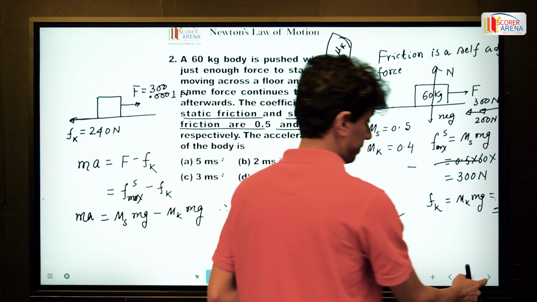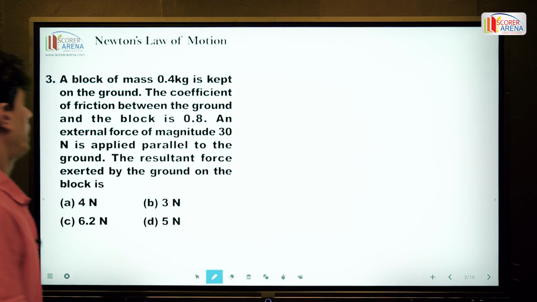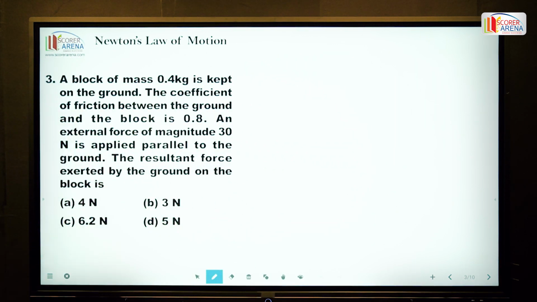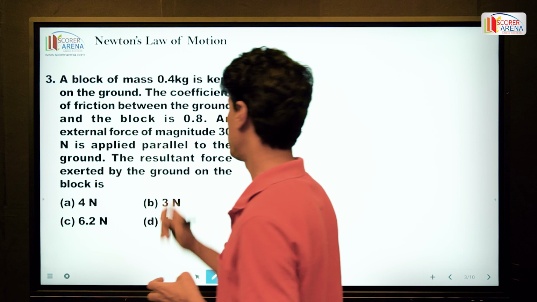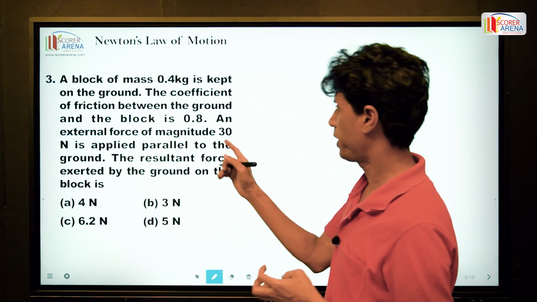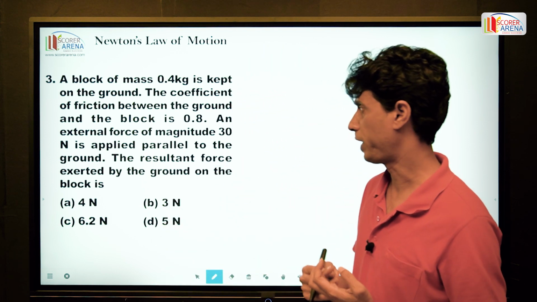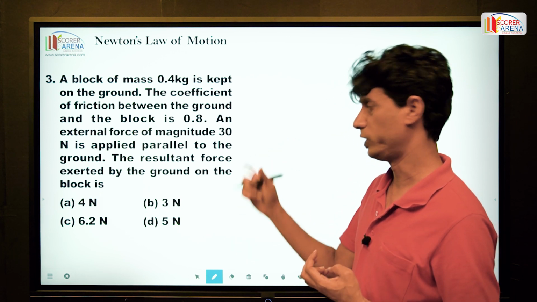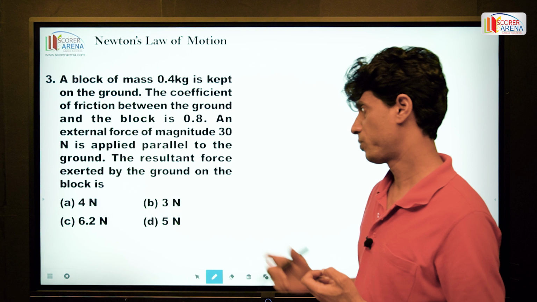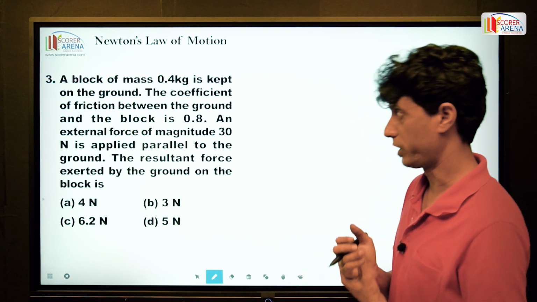Next problem. A block of mass 0.4 kg is kept on the ground. The coefficient of friction between the ground and the block is 0.8. An external force of magnitude 30 Newton is applied parallel to the ground. The resultant force exerted by the ground on the block is?